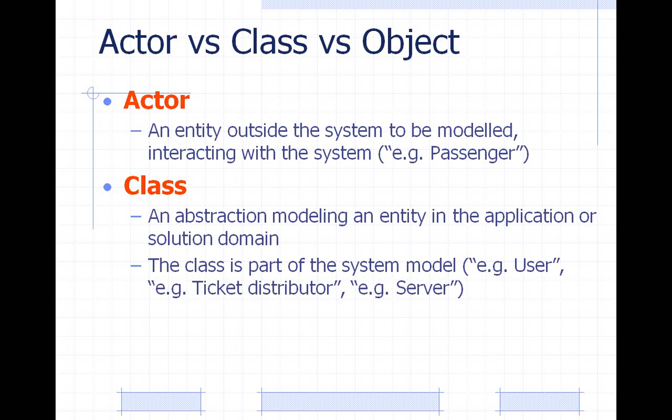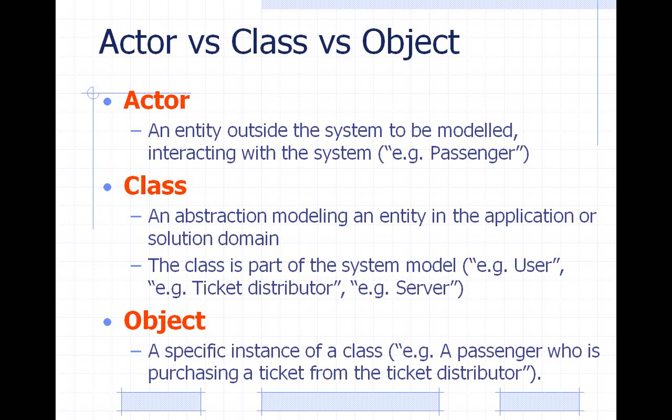So the class is an abstraction modeling an entity in the application or solution domain. So actually the class is a part of the system model, like user, ticket distributor, and server. The object is a specific instance of class. For example, if we consider passenger as a class, then a passenger who is purchasing a ticket from the ticket distributor is an object.